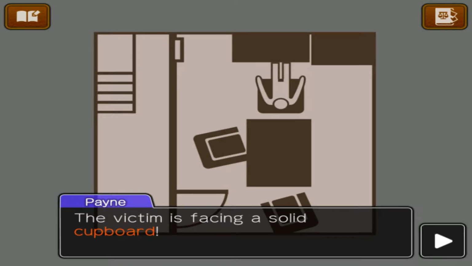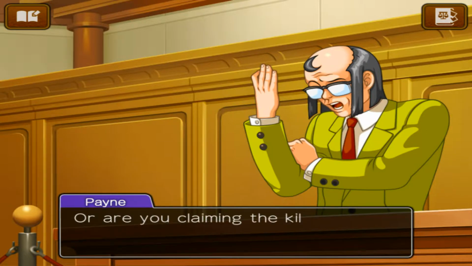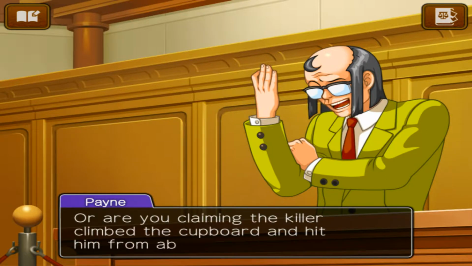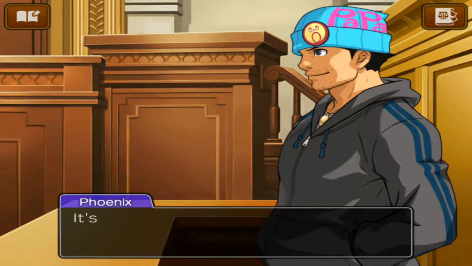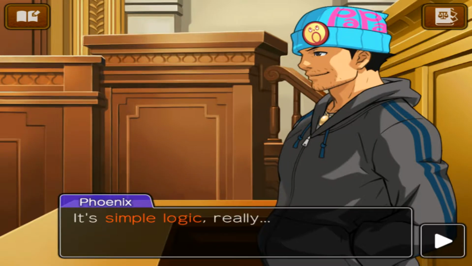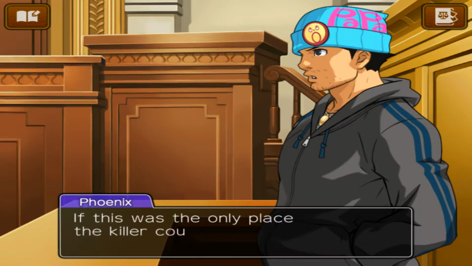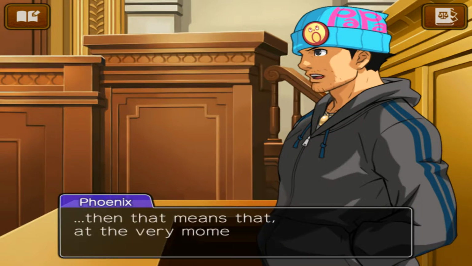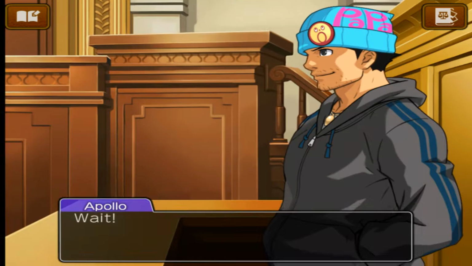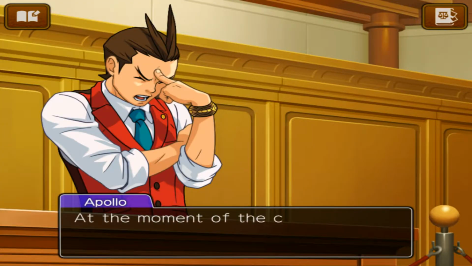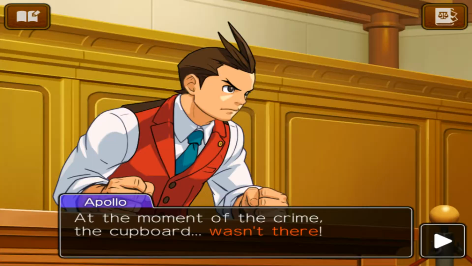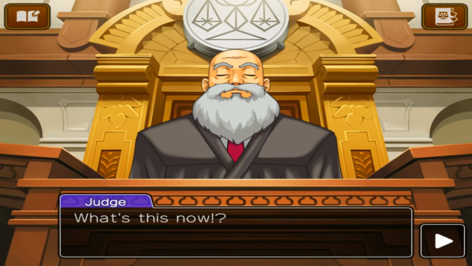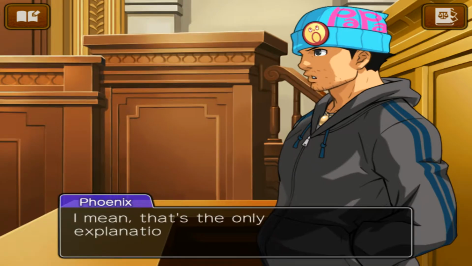The victim is facing a solid cupboard. Or are you claiming the killer climbed the cupboard and hit him from above? Huh. It's simple logic, really. If this was the only place the killer could have been standing, then that means that at the very moment of the crime... Wait, I know. At the moment of the crime, the cupboard wasn't there. What's this now? I mean, that's the only explanation, right, Mr. Gavin?